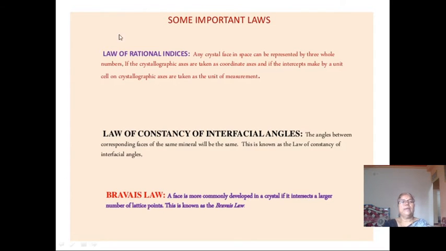Then the law of rational indices means we can express the intercepts made by the plane with the three coordinate axes, either in whole numbers or in fractions. And the Bravais law means that the faces of the crystal that are developed contain a large number of lattice points. This law is called Bravais law.